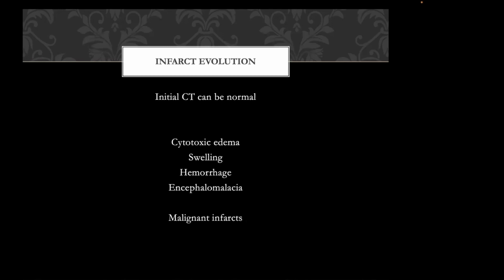So in this last part of our time together, I want to go over infarct evolution.